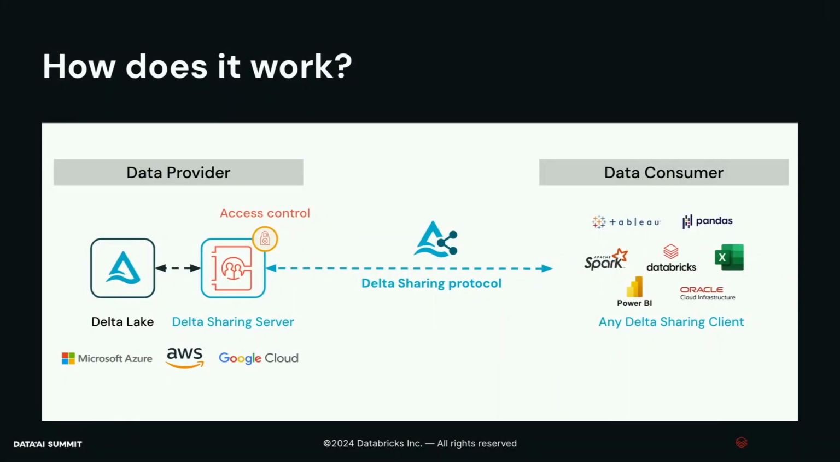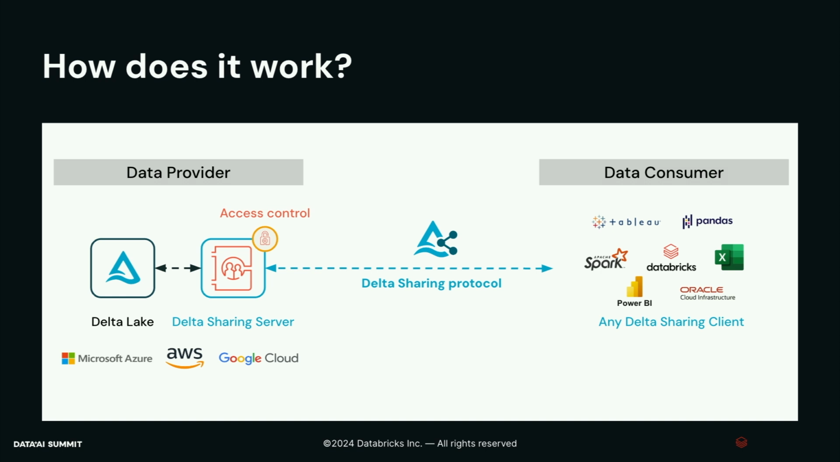So let's take a look at how it actually works. There are two parties involved here. One is the data provider, and another is the data consumer. On the provider side, what they can do is set up this data sharing server and connect to their existing data lake on any cloud. And then they can define some access permissions on the server, which basically specifies which consumer can access what data sets. And then they can generate a credential for each of their consumers, which they can use to authenticate to the server.